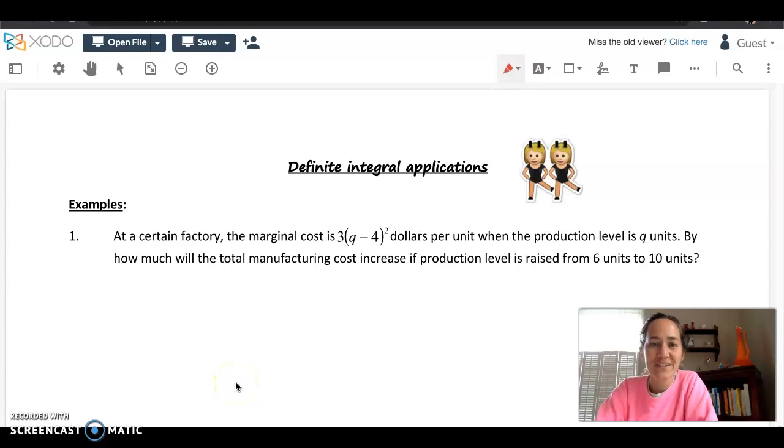Hey, it's Miss Wesley. It's Calc time, and today we get to talk definite integral applications. So, all the stuff we've been doing lately with taking an integral and evaluating it at certain spots, I want to see how we could put it into some more real life context with you today.